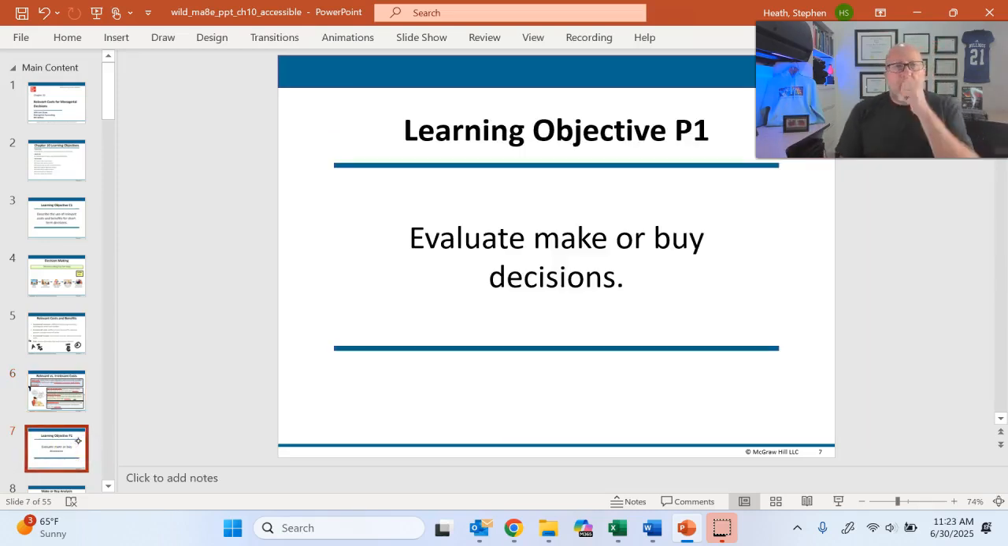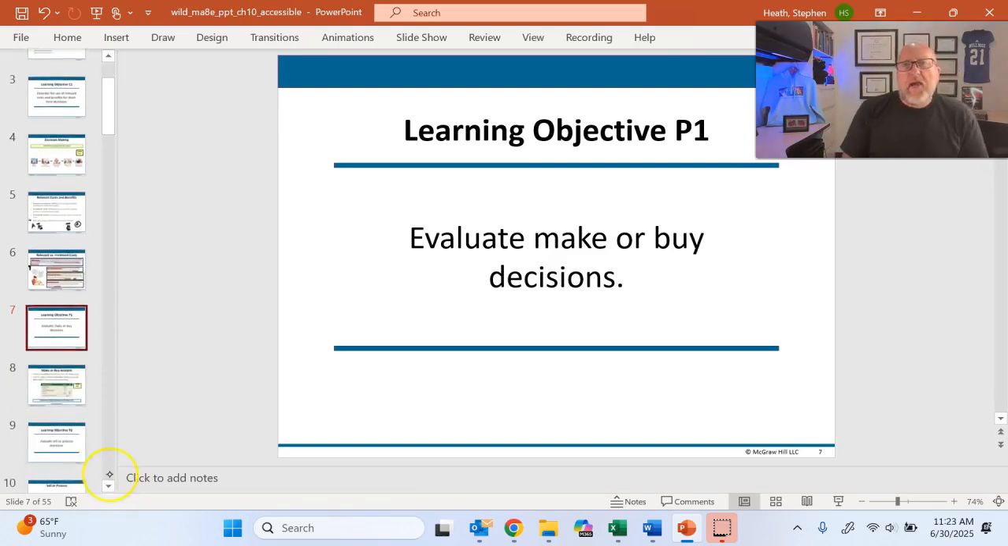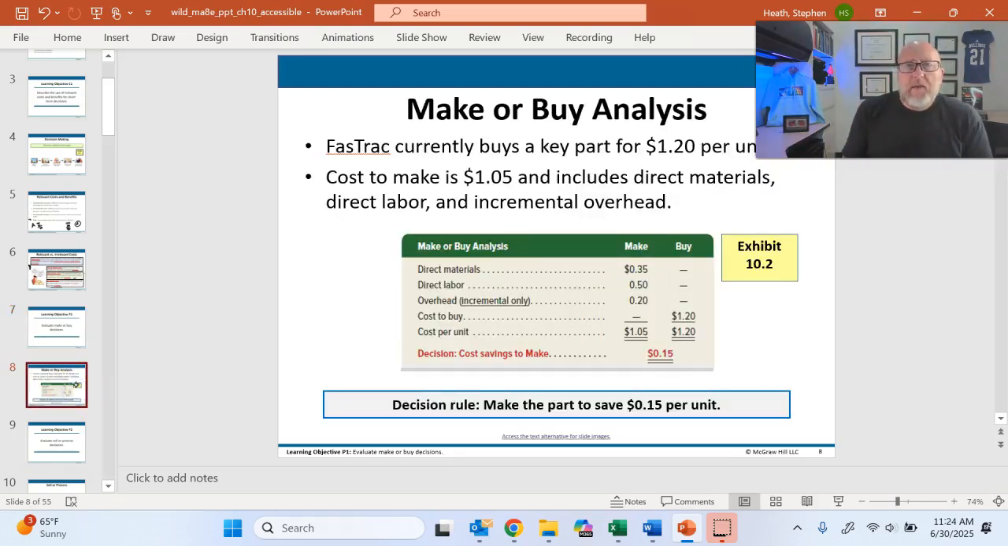Okay, like I said, I'm going to do the make or buy decision, right? So scenario A would just be I'm going to make something myself. Scenario B is I'm going to pay somebody to make something for me. Okay. In this particular example, Fast Track currently buys a key part for $1.20 per unit. The cost to make the part is $1.05, and it includes direct material, direct labor, and incremental overhead. So the question is, do we make this ourselves, or do we continue to buy it from somebody else, right?